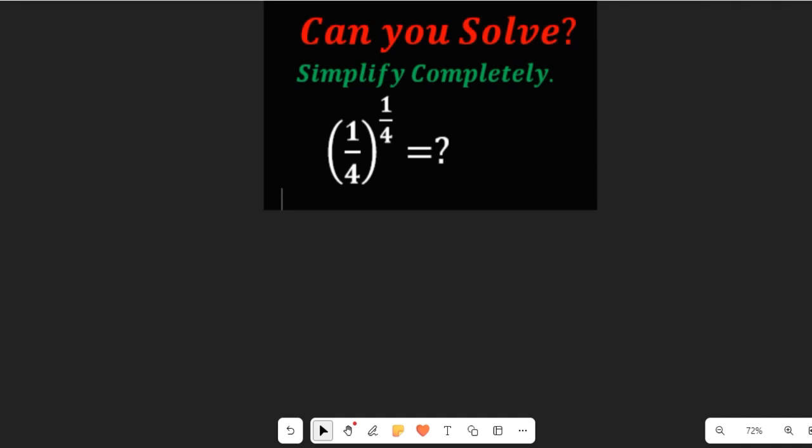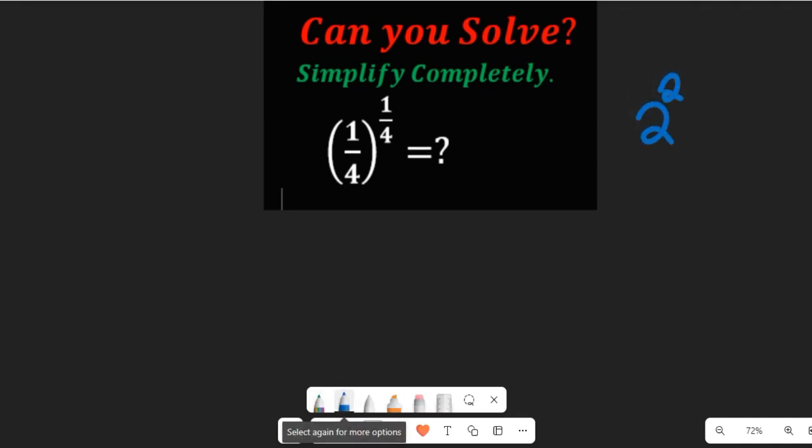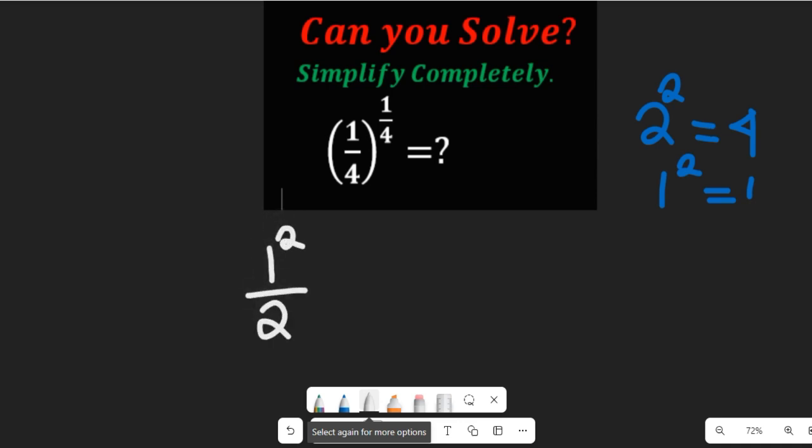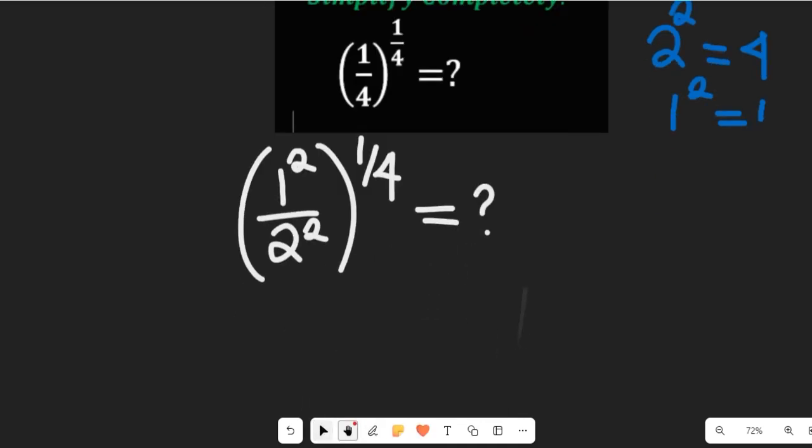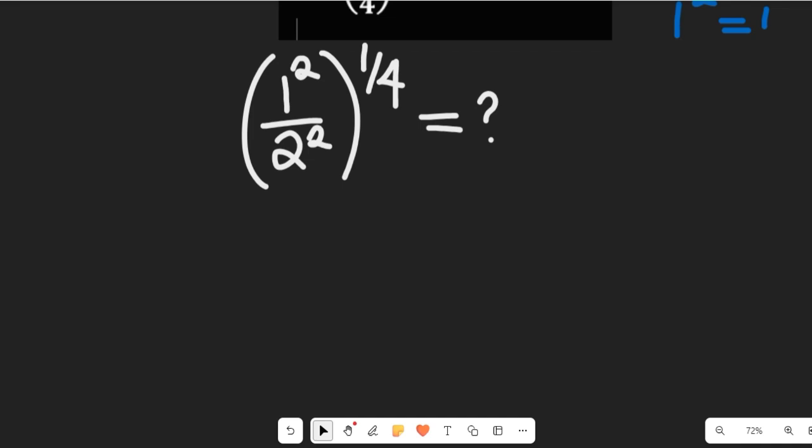Now from this point, I want you to note that 2 to the power of 2 is equal to 4, right? And simply put, 1 squared can still be equal to 1. So I can work that out. From that expression now, I can simply say I will have my 1 squared divided by my 2 squared, right? And all of these will be to the power of 1 divided by 4, and this will be equal to what? Right? Now in the next step, we're going to simplify this.